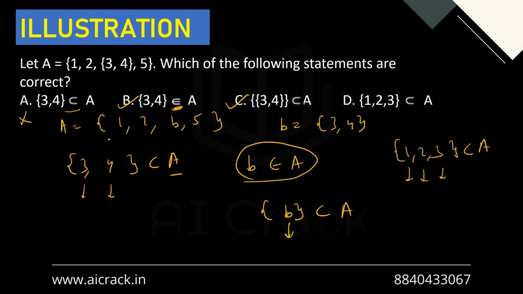1 is part of A, yes. 2 is part of A, yes. But is 3 a part of A? No, it's not. It's actually a part of B, which is inside A. So technically 3 is not a part of A. So that's why D is not the correct answer. So we have B and C as the correct answer.